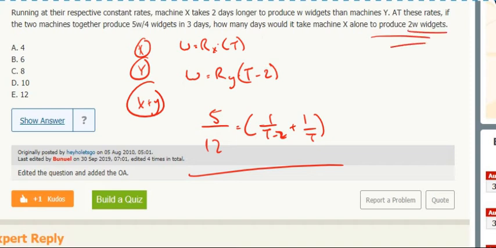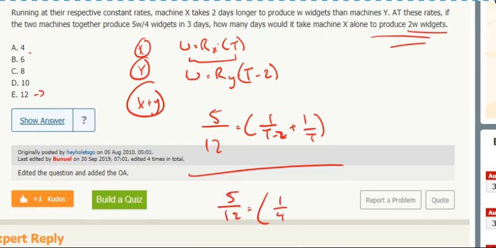Now one more thing. These are times to produce 2W widgets. T was for W widgets. So 2W will take twice as long, which is what these answer choices are. So I could cut these in half before I plug them in. If I cut 12 in half, that's 6, so I'm plugging in 6.